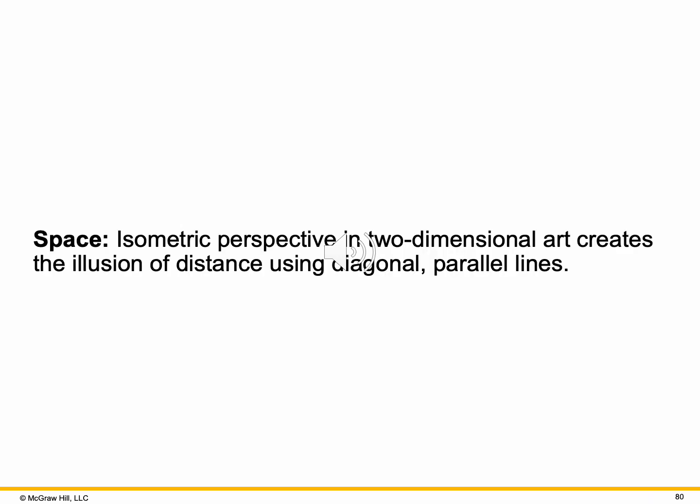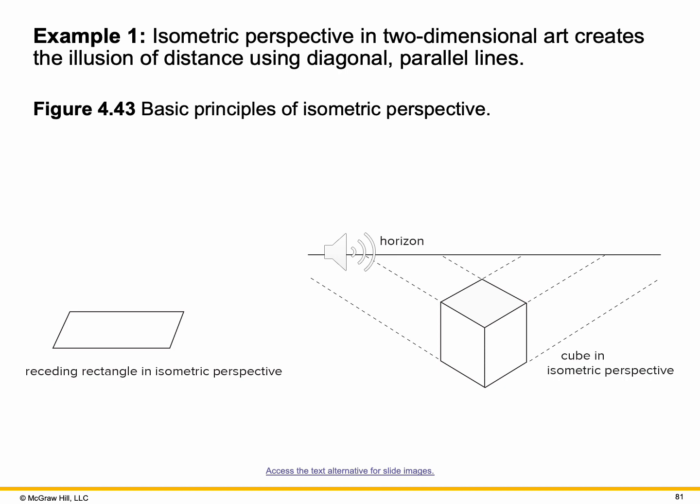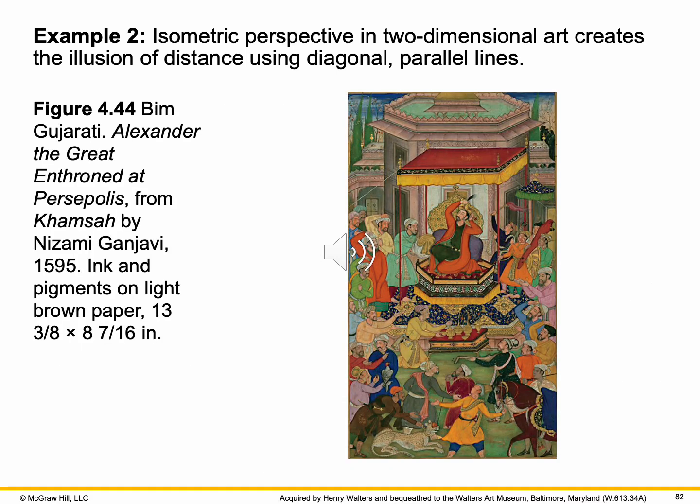Space. Isometric perspective in two-dimensional art creates the illusion of distance using diagonal parallel lines. In the page illustrated here from the manuscript of the Khamsa of the poet Ganjavi, the canopy over the seated figure is portrayed using isometric perspective. The sides recede to the right in parallel diagonal lines. The rear edge is as wide as the side nearest to us.